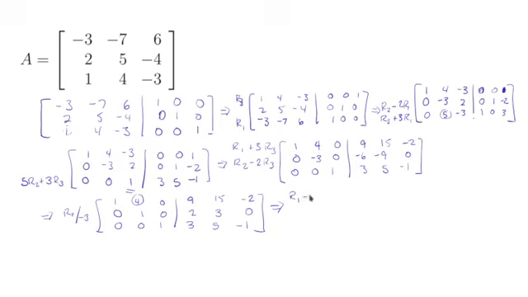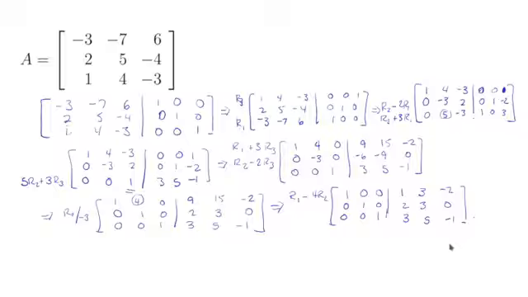Row 1 minus 4 times row 2. 9 minus 8 is going to be 1. 15 minus 12 is going to be 3. Negative 2 minus 0 is still negative 2. 0, 1, 0, 2, 3, 0, 0, 0, 1, 3, 5, negative 1.